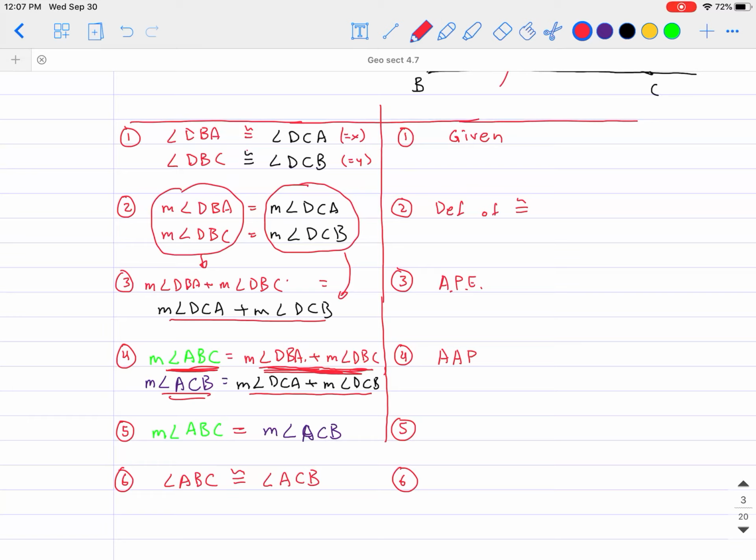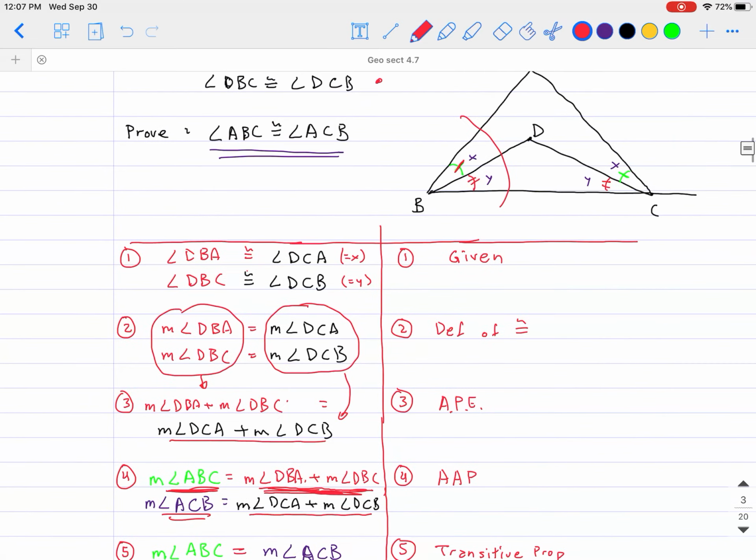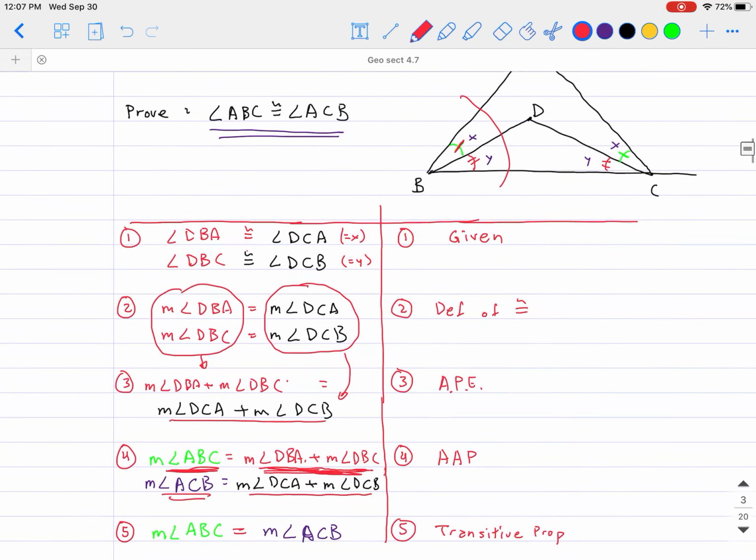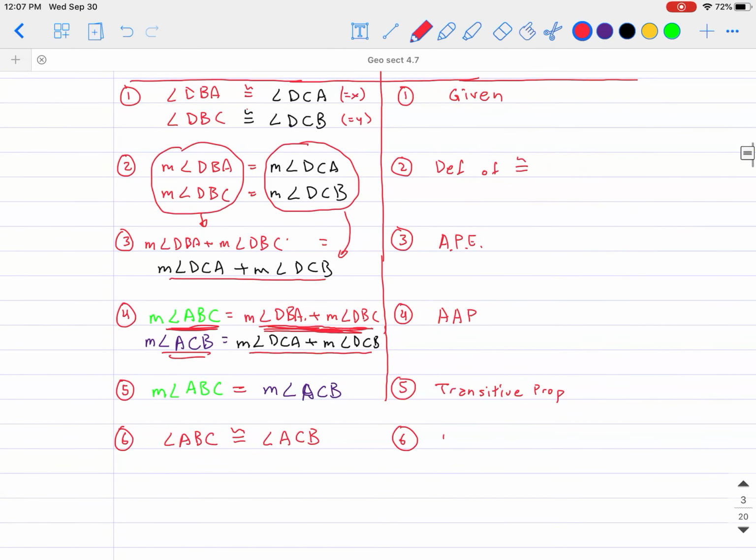So now we can say that the green, the measurement of angle ABC, is equal to the measurement of angle ACB by doing a transitive property, cutting out the middleman. Okay, so transitive property. And finally, that is basically what we're trying to prove. The two angles that we have are equal to each other. So then by definition of congruence, we can say that they are congruent to each other then.